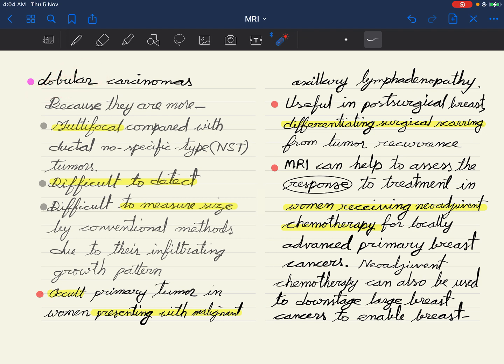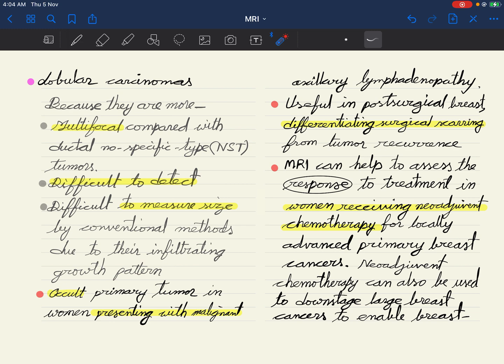If the lobular primary carcinoma is there, then we can use MRI for local staging, because lobular carcinomas are more multifocal compared with ductal no specific type tumors. Lobular carcinomas are difficult to detect. They are also difficult to measure in size by conventional method due to their infiltrating growth pattern.